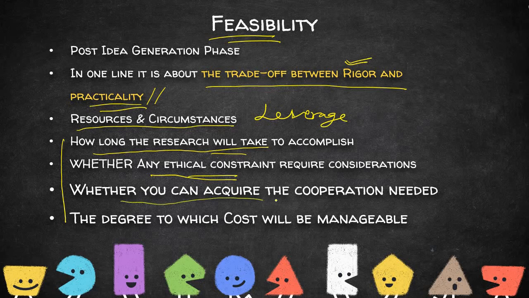Have we acquired the much needed cooperation from our participants? Because if participants are unwilling, or they are half-heartedly participating in your research project, it is going to spoil the whole outcome of the research project. It will have a very adverse effect on the quality of your research. And finally, the degree to which cost will be manageable. So research involves cost, so one has to work out a way where, within your research budget, you are able to do a credible job.